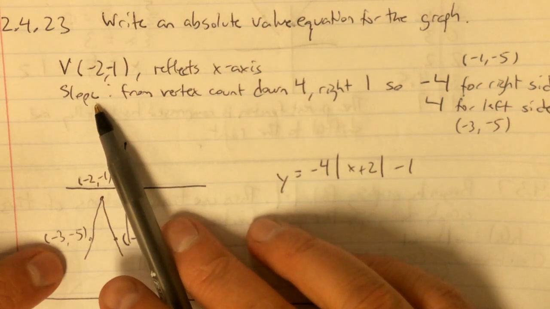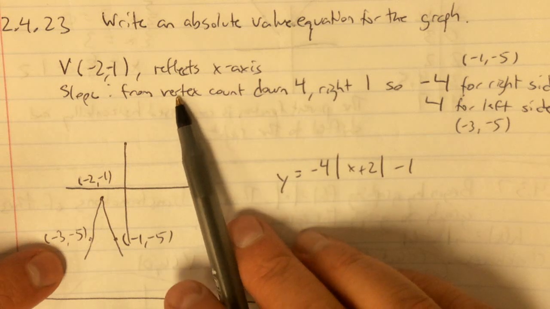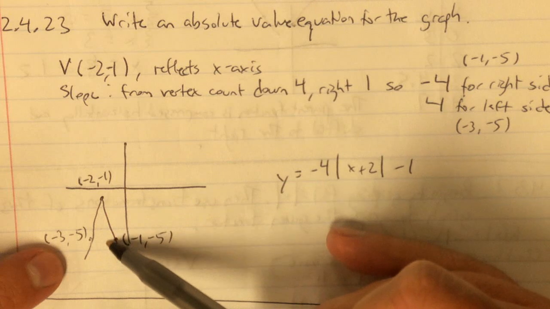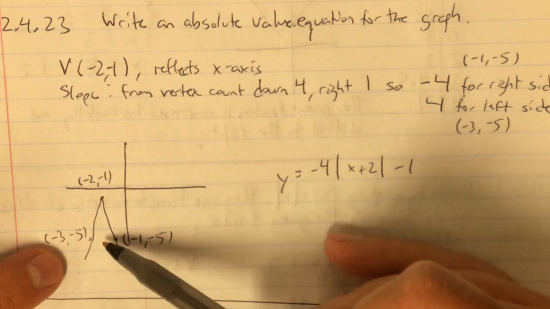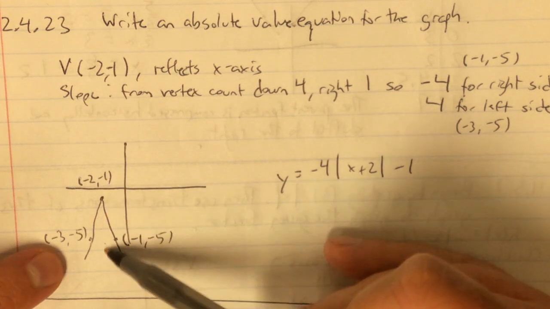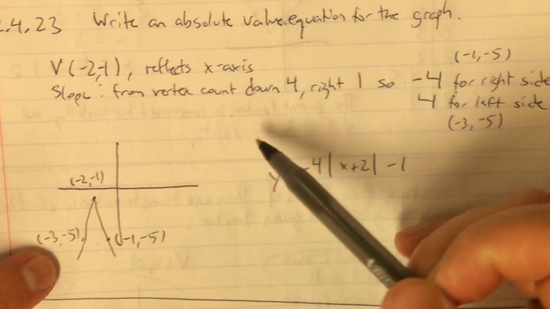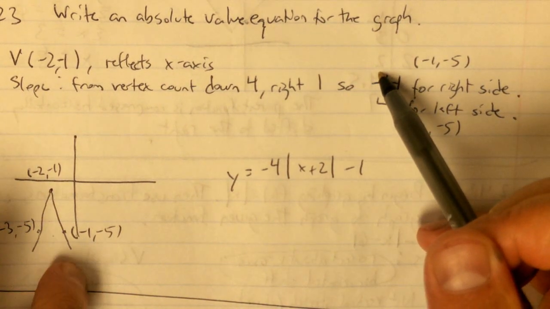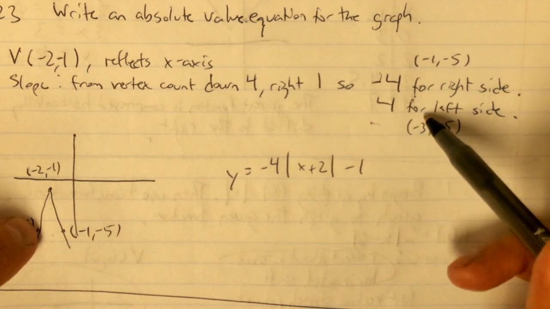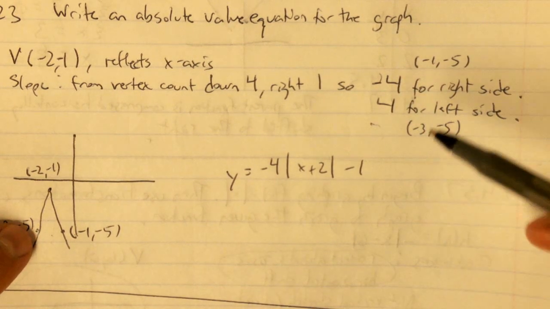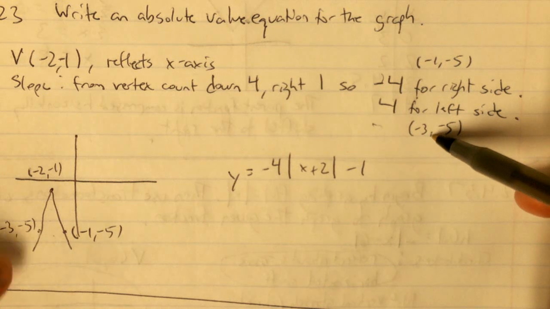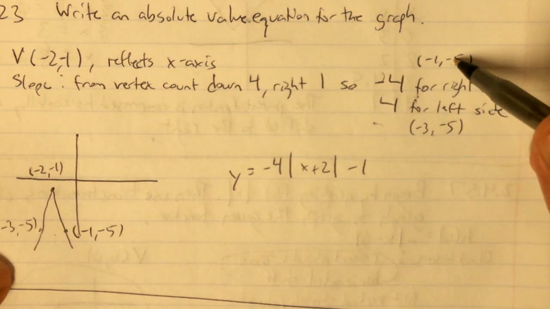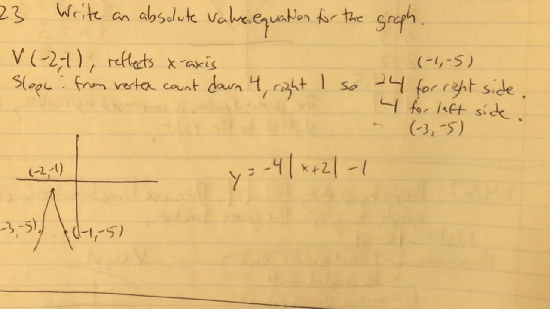So now regarding your slope, from the vertex you count down 4. You're going from -1 to -5, down 4, and right 1. So that means it's -4 for the left side because that's a negative slope, and it's +4 for the right side. So again, that's how you get your (-3, -5) and also how you get your (-1, -5).